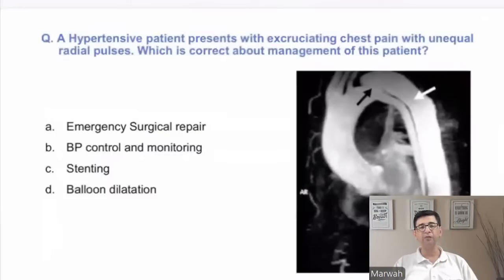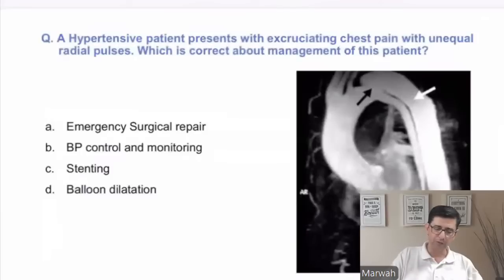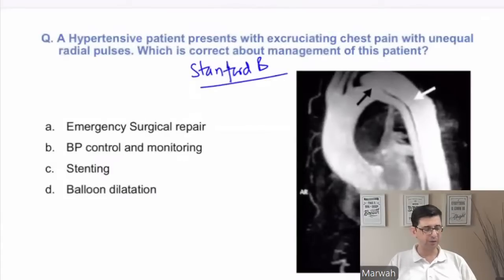Okay, guys, so waiting for your comments here. A hypertensive patient with excruciating chest pain with unequal radial pulses would make it aortic dissection. And then he's asking me about the management. So if it is anteriorly placed, then I'll say emergency surgical repair. Okay, Stanford B was given in the question only. Okay, doc, thank you. I'll just add that. So if Stanford B is given, then we'll go for medical management. That would be BP control.